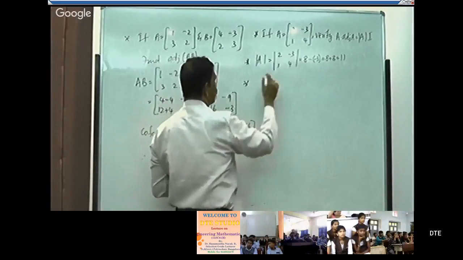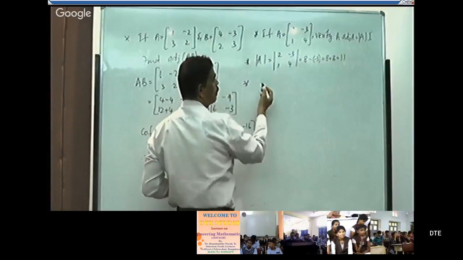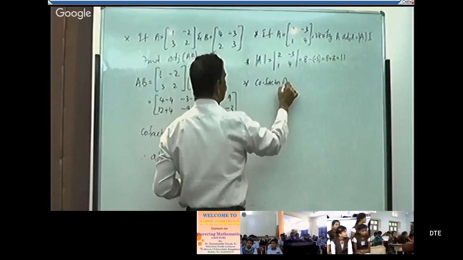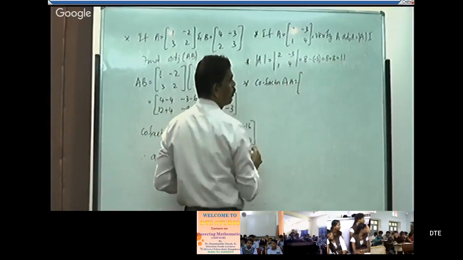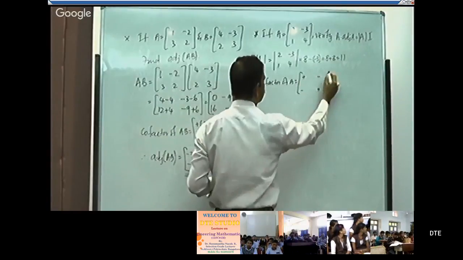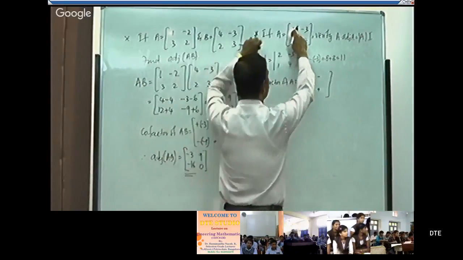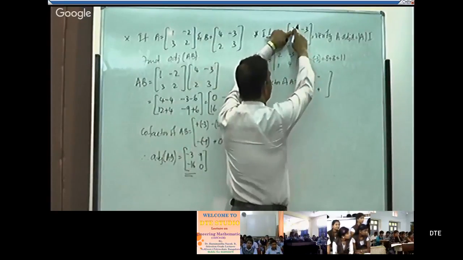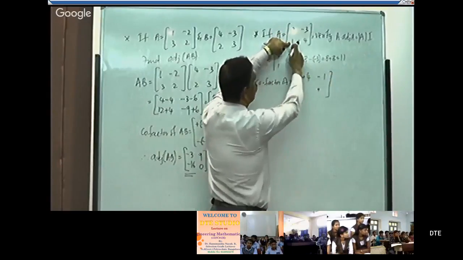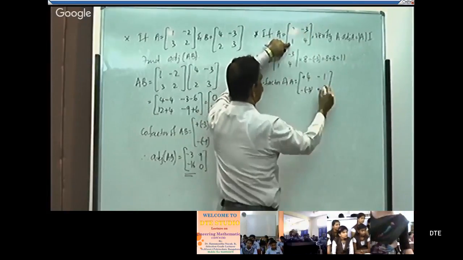Then I need adjoint. To write the adjoint, first I should calculate cofactor. Write cofactor of A. Take the standard symbol plus minus minus plus. Then I have to write what? Minors. Minor of 2 is what? 4. Minor of -3 is what? 1. Minor of 1 is what? -3. Minor of 4 is what? It is 2.